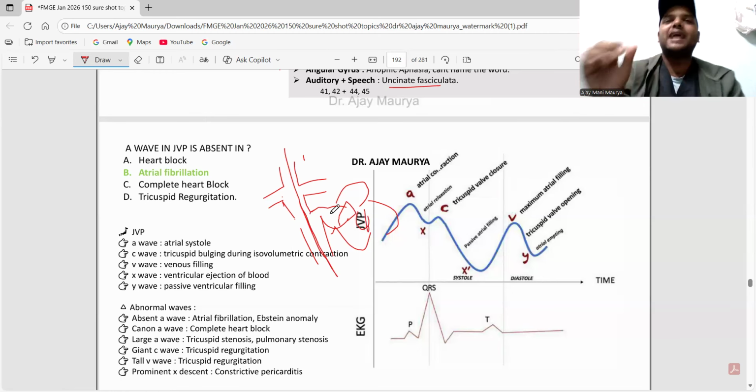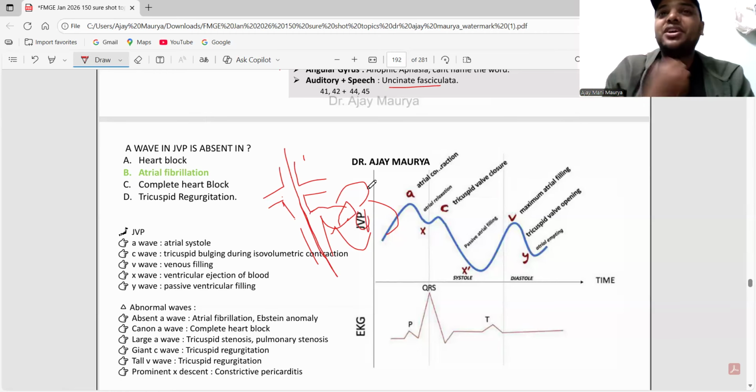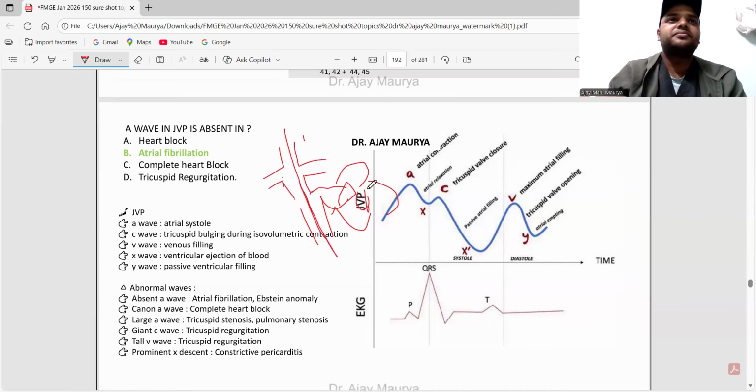Now see, I think you know the mechanism, guys, but you have to know. We have to know what the normal is, which is 3 centimeters. Now remember what they ask. The A wave in JVP, I think you know, is the atrial contraction. Everyone knows this one, the mechanism.